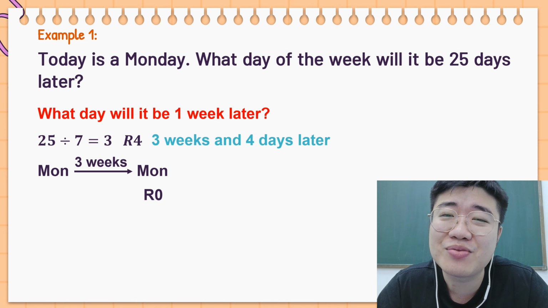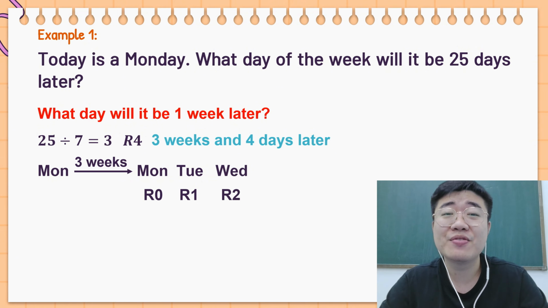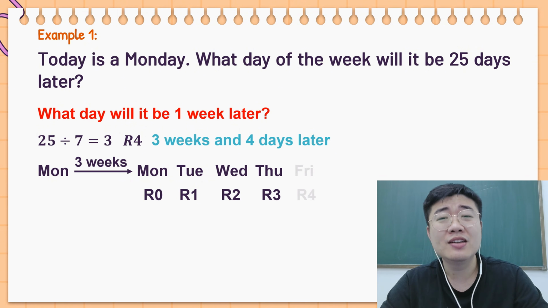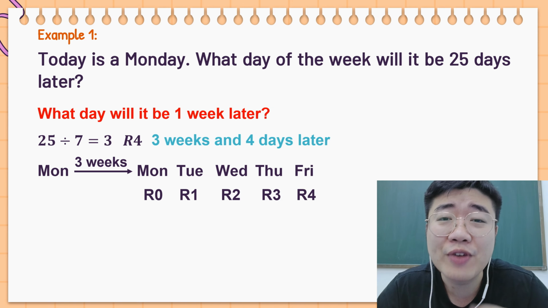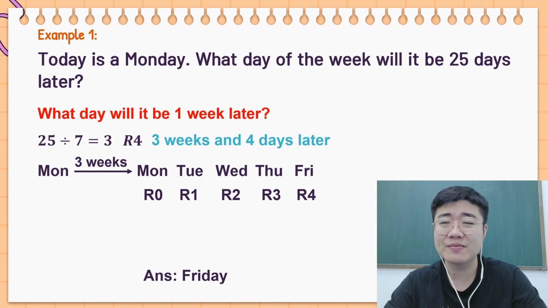So let's check. If it's 1 day later, Tuesday. 2 days later, Wednesday. 3 days later, Thursday. And lastly, 4 days later, yes, this will be a Friday. So our answer for the first example question is Friday.